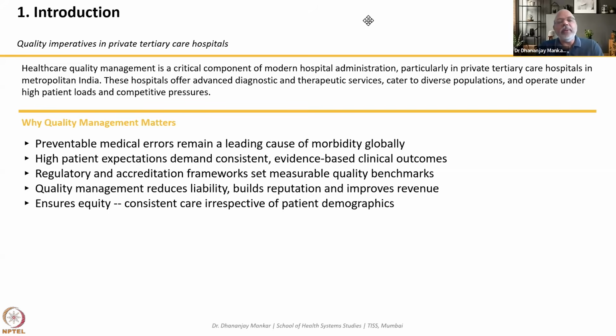So most of the preventable medical errors can be treated with quality, and quality is an absolute answer for that. Also, the high patient expectation, which demands a consistent evidence-based clinical outcome, is one more way that quality is a need being pronounced by the patient. The patients are also expecting, and demanding, because of the cost, because of the expectations of understanding the system, and also knowing the repercussions, like how the clinical outcomes are affecting their life.